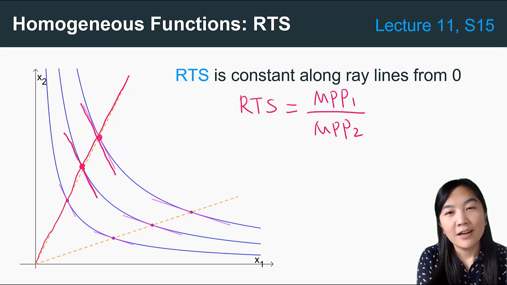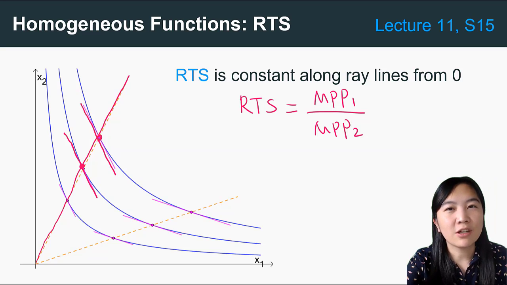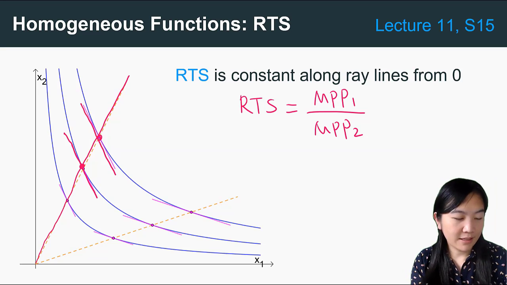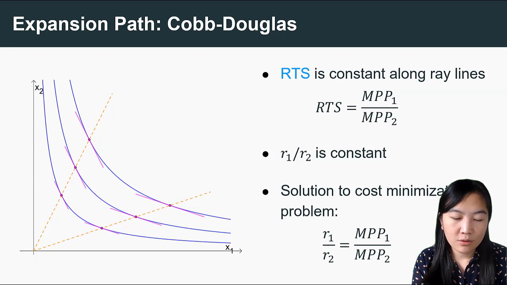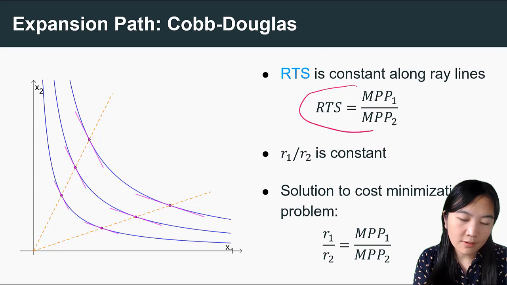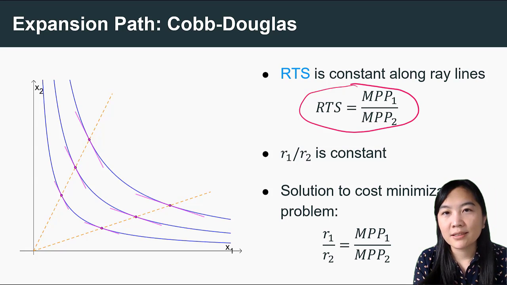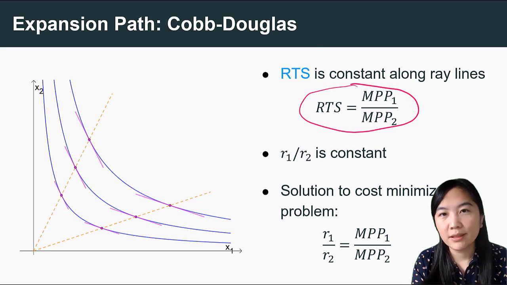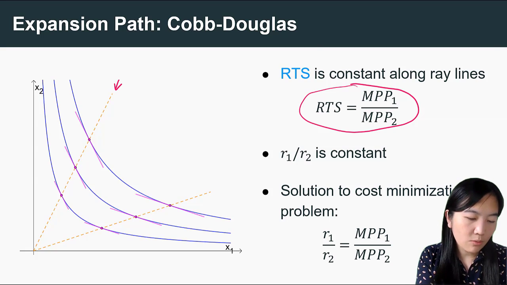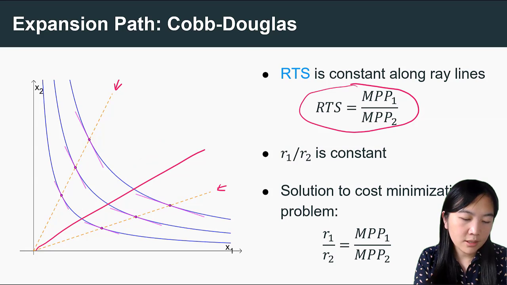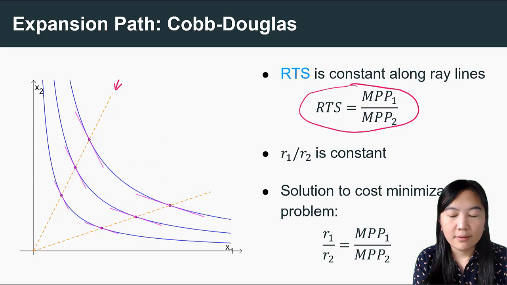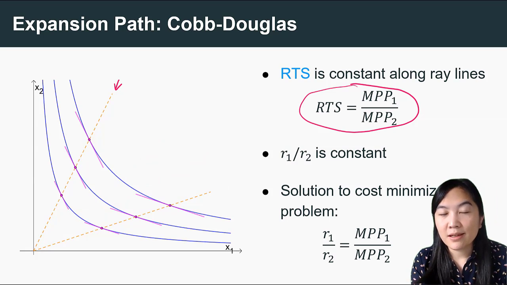This is related to the optimization condition that we explained in the last lecture. The implication of a constant RTS is that the slope of the isoquant curves is the same along any particular ray line. This is one ray line. This is another ray line. There could be other ray lines. Along each of those ray lines, the RTS is going to be the same.